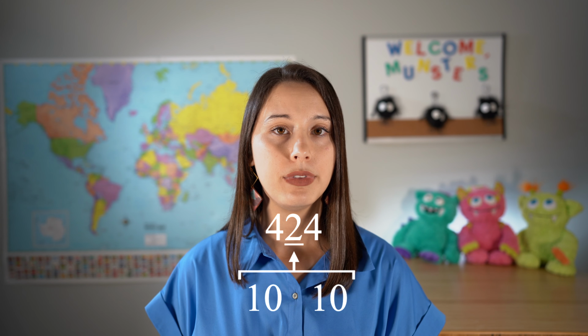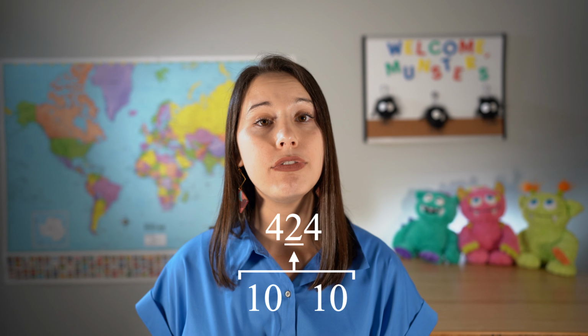And our last part of this problem is 424. What's the value of the 2? Well, the 2 is in the tens place, and so that means that you have 2 tens. And so in 424, you have 2 tens in that number.